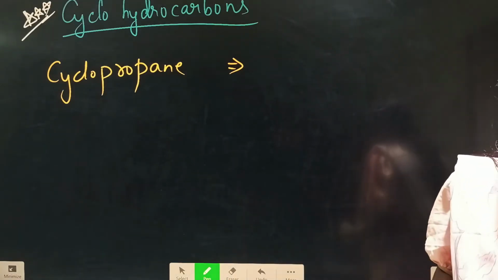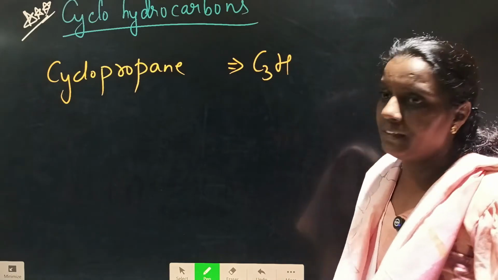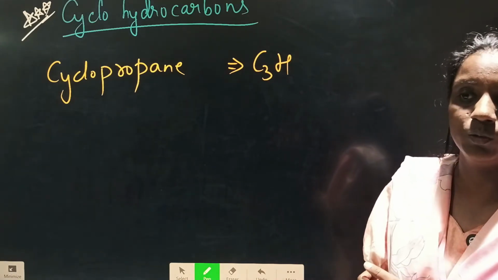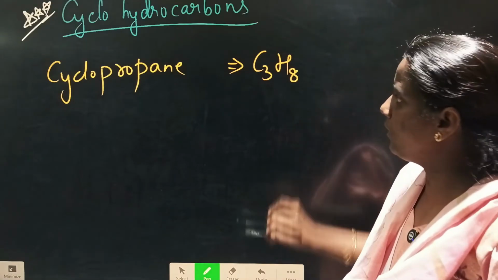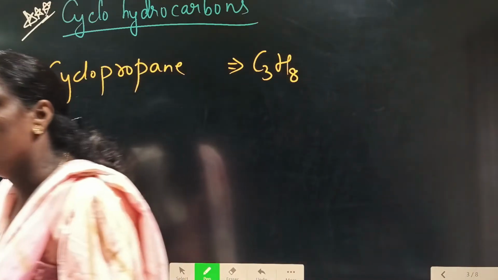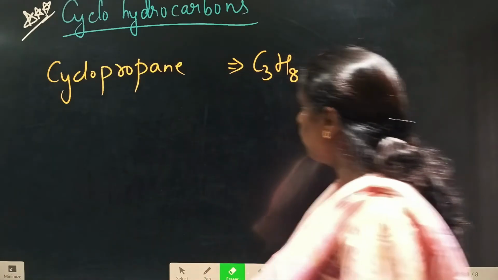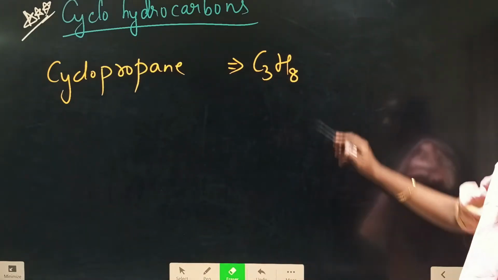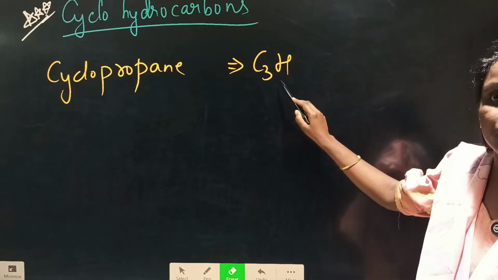So here, first I am going to write the molecular formula. What is the propane molecular formula? C3, propane: 3 twos are 6 plus 2, 8, right? So C3H8 will be the molecular formula of propane. But listen here, this is the molecular formula of propane when we consider the cyclo.